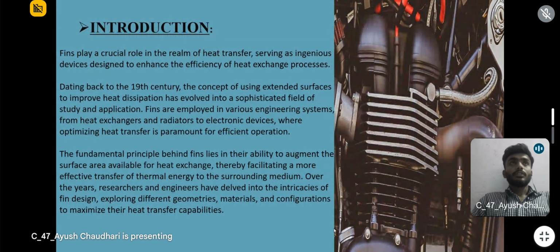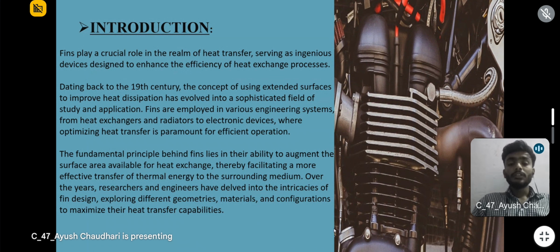So, introduction of fins. Fins play a crucial role in heat transfer, serving as an ingenious device designed to improve the efficiency of various heat exchange processes. Dating back to the 19th century, this concept of extended surfaces or fins to improve heat dissipation was involved in various fields of study and applications.